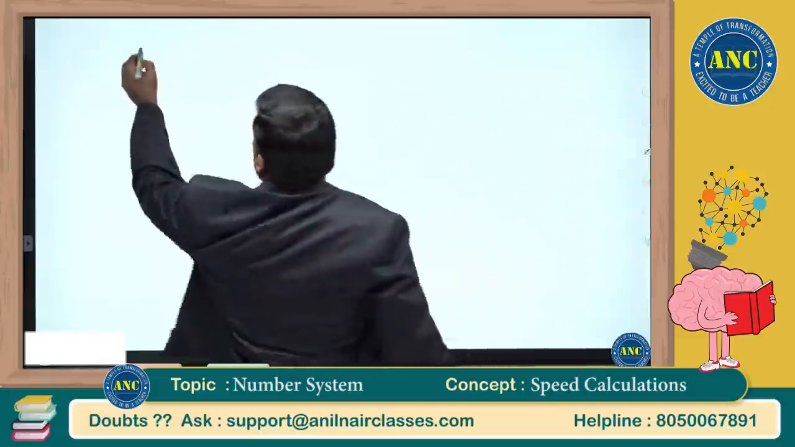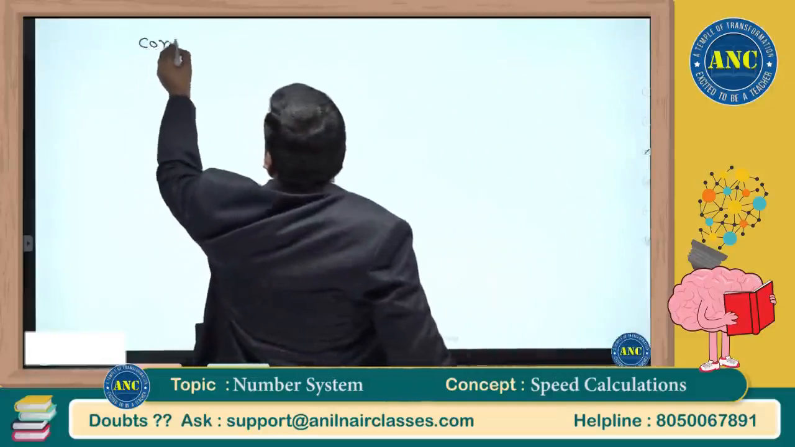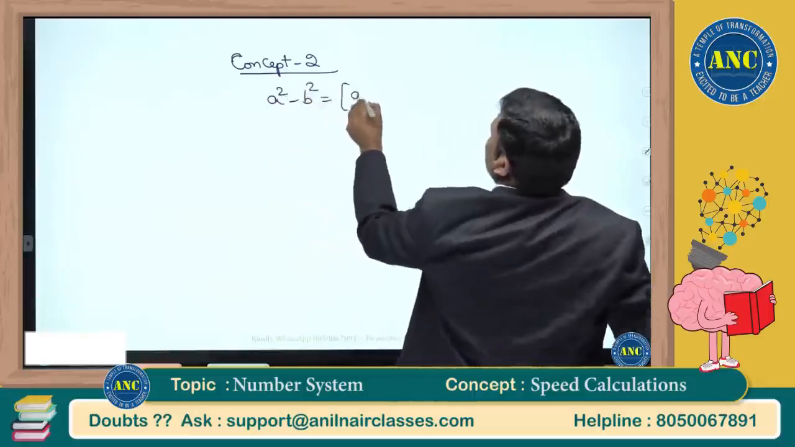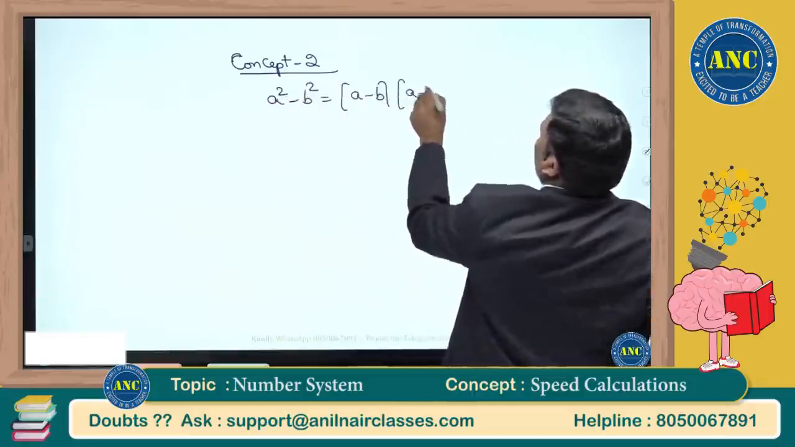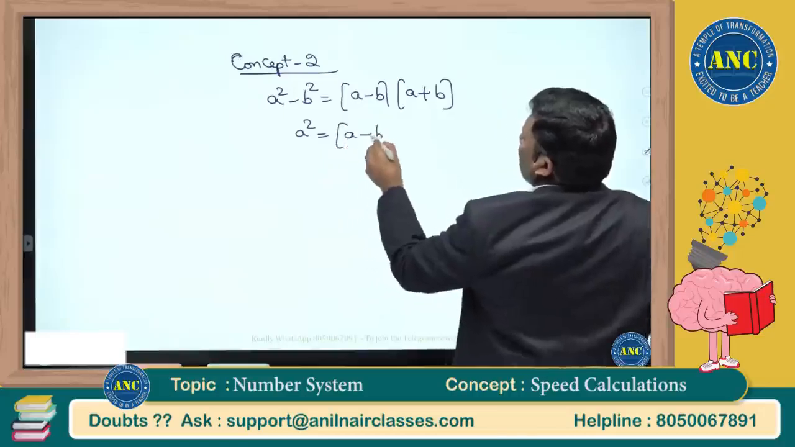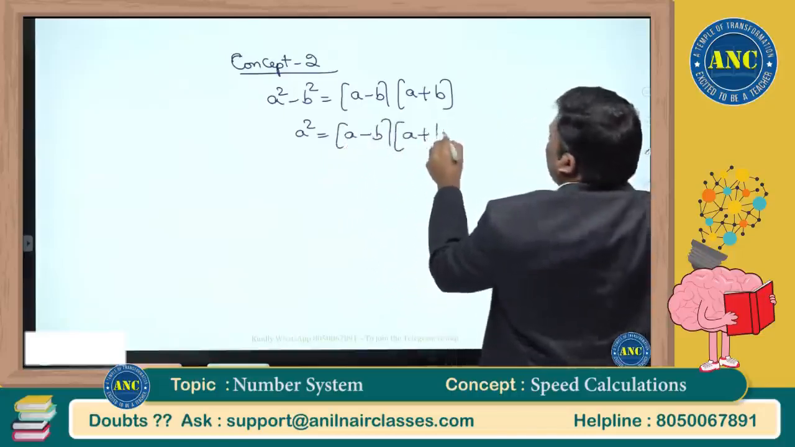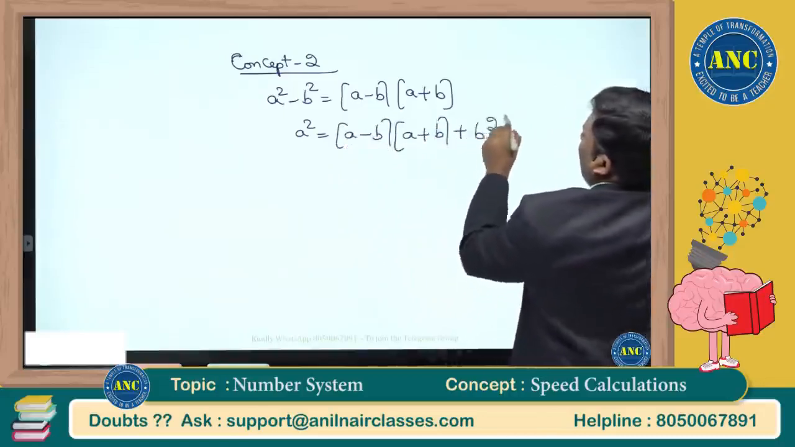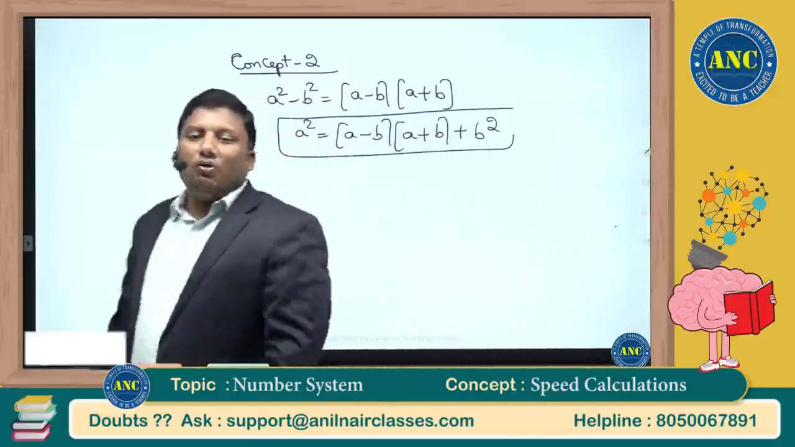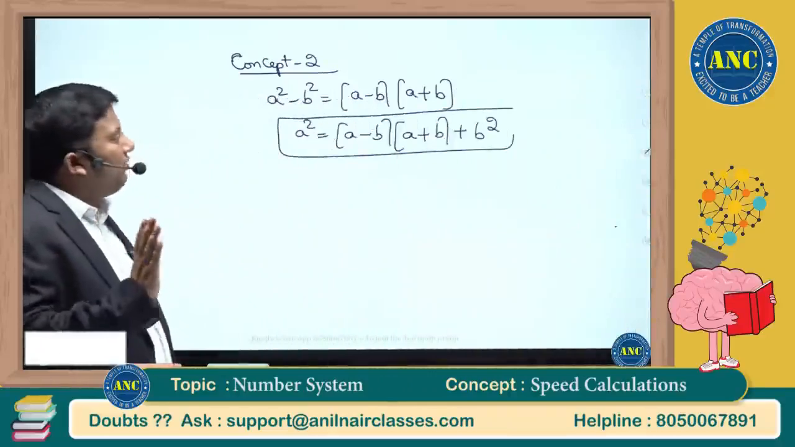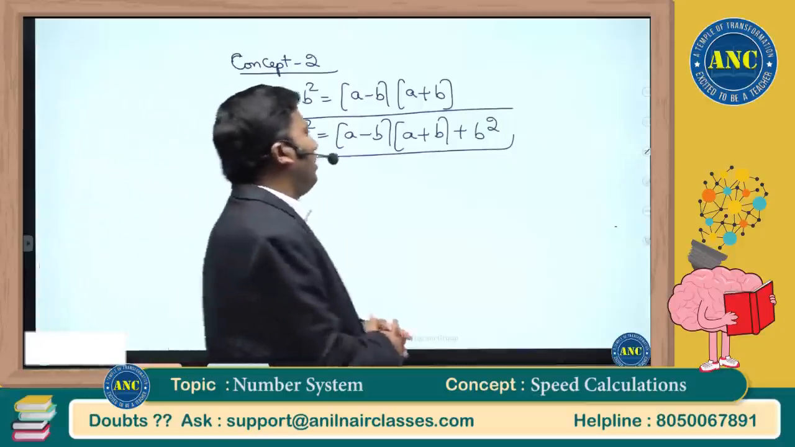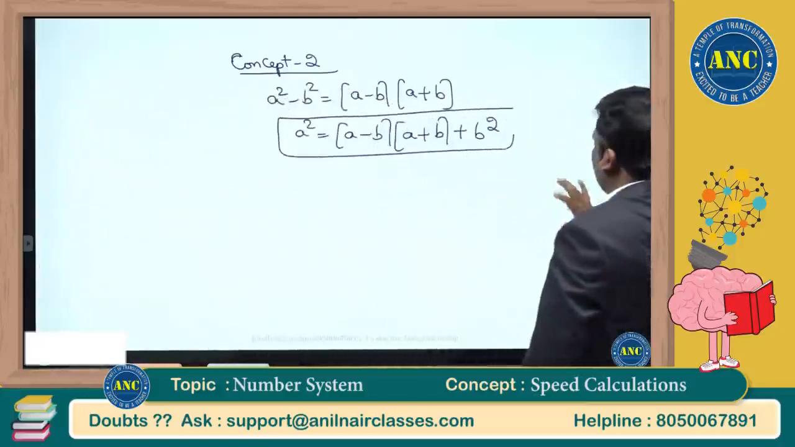Then concept 2, which is nothing but a square minus b square is a minus b into a plus b. If I push the minus b square to the right side, it is a square is a minus b into a plus b, plus b square. This is another method to find the square of a number.